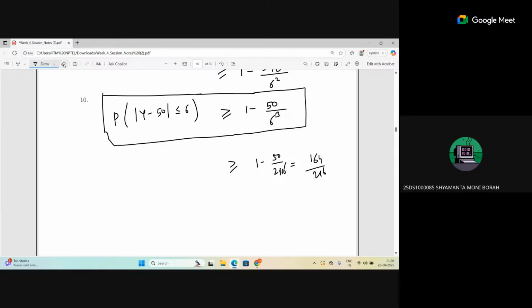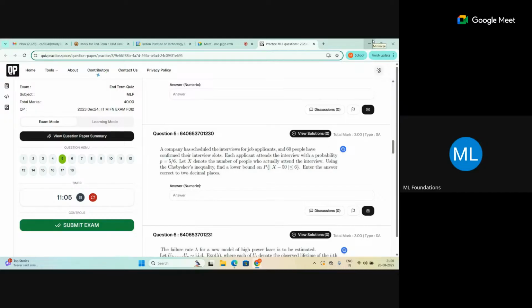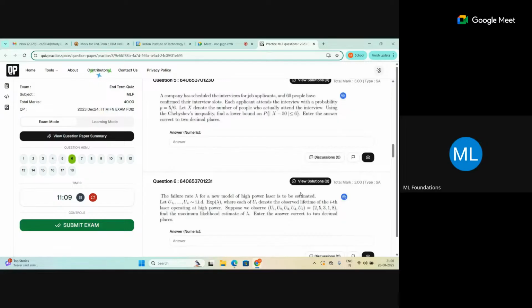216 minus 50 is, yeah, 166. Should be 166 by 216. And that gives me the lower bound on this probability. I hope my answer is correct. You can cross check it later on, but that's how you will have to solve it.